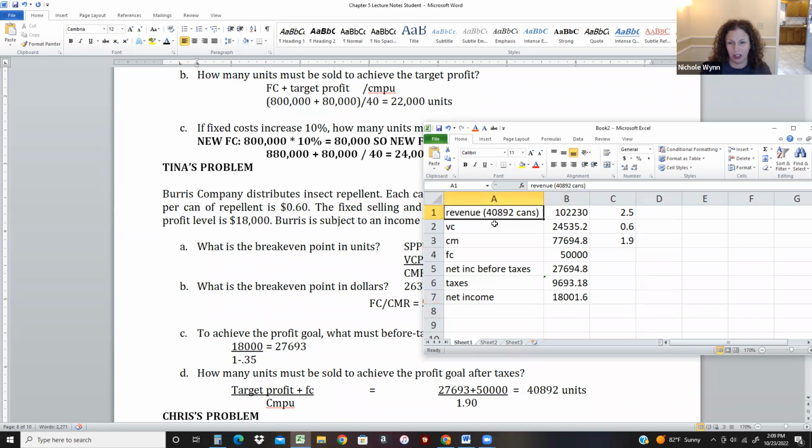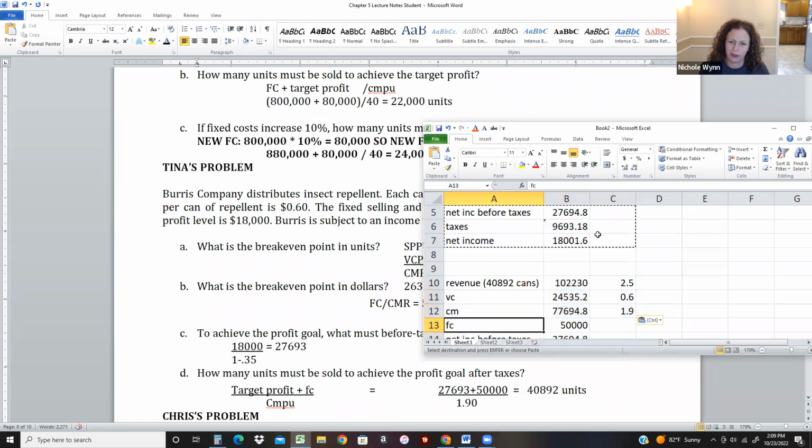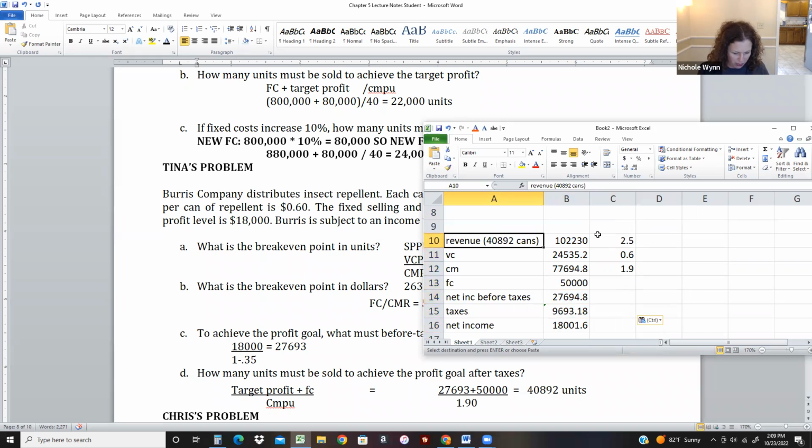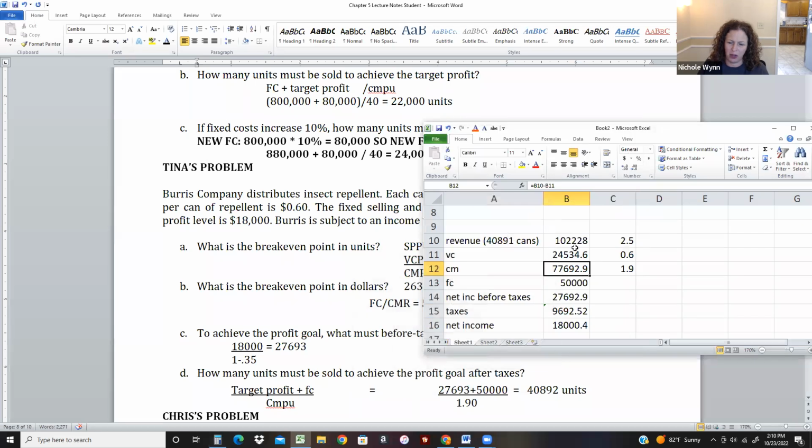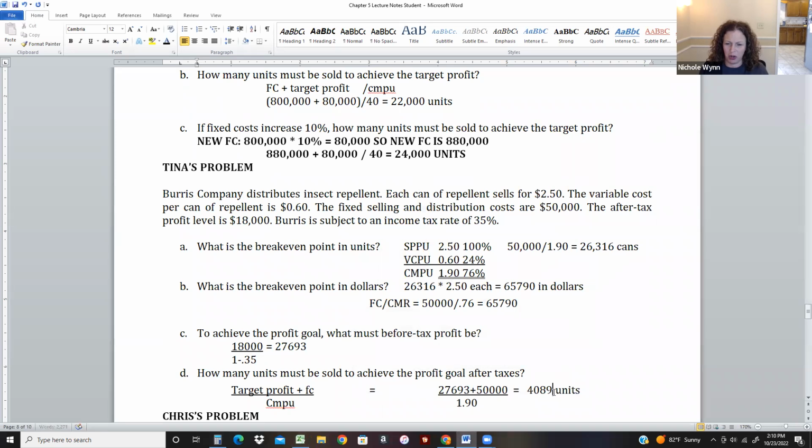So my question is, what if I sell one less can? Because I'm just wondering if my rounding is right. So if I only sell 40,891, I can do it. I can make it. It was really close when I was looking at the number. It was 40,891.05, so I figured that it would come out like that. So if I only sell 40,891 instead, I'm actually okay.